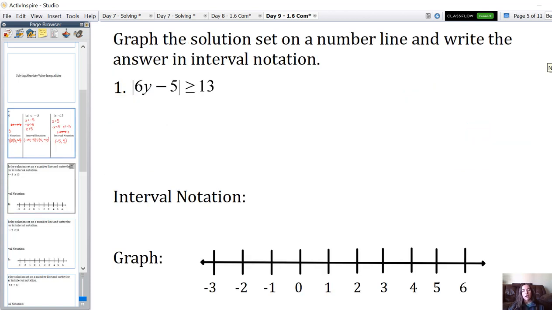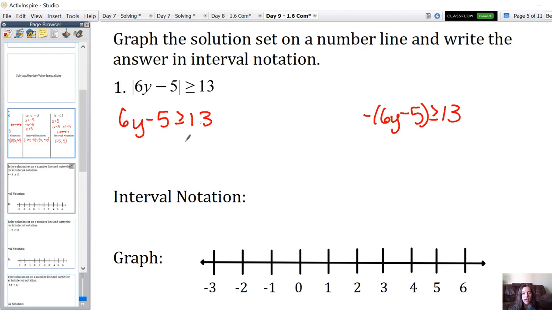Graph the solution set on a number line and write the answer in interval notation. So once again, we have the absolute value of something and an inequality. Two cases. 6y minus 5 is greater than or equal to 13, and negative 6y minus 5 is greater than or equal to 13.